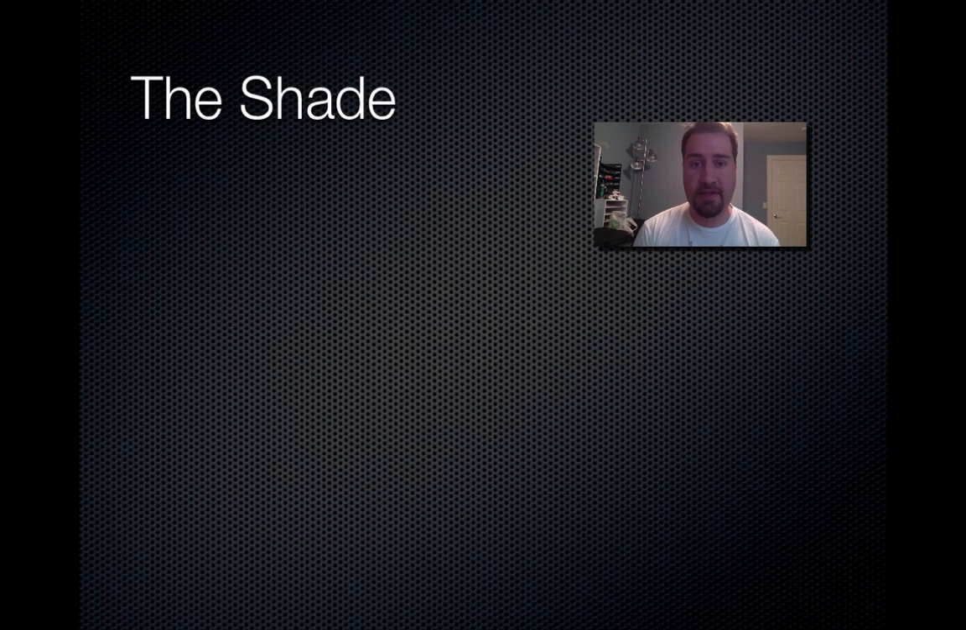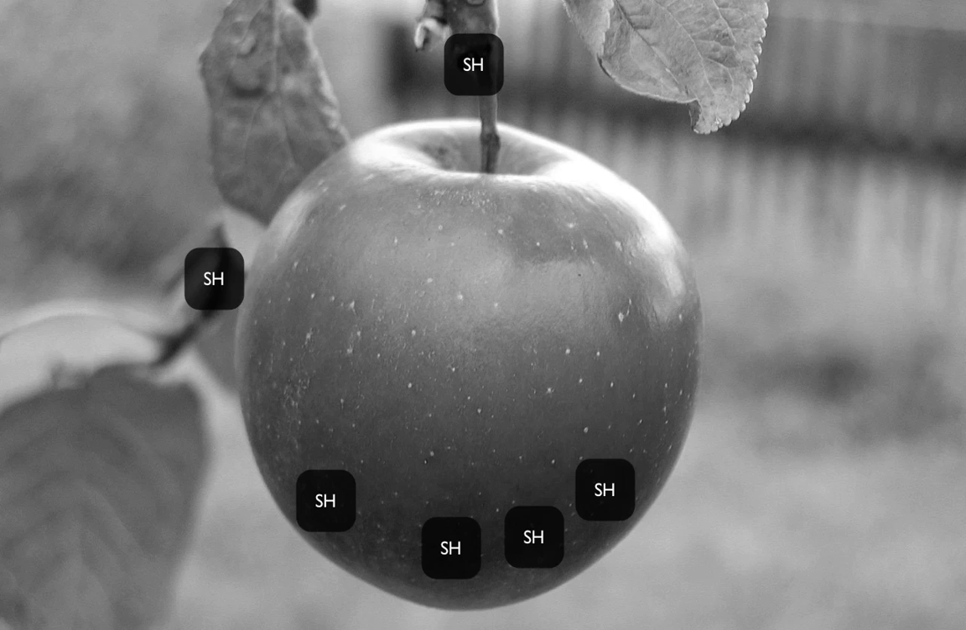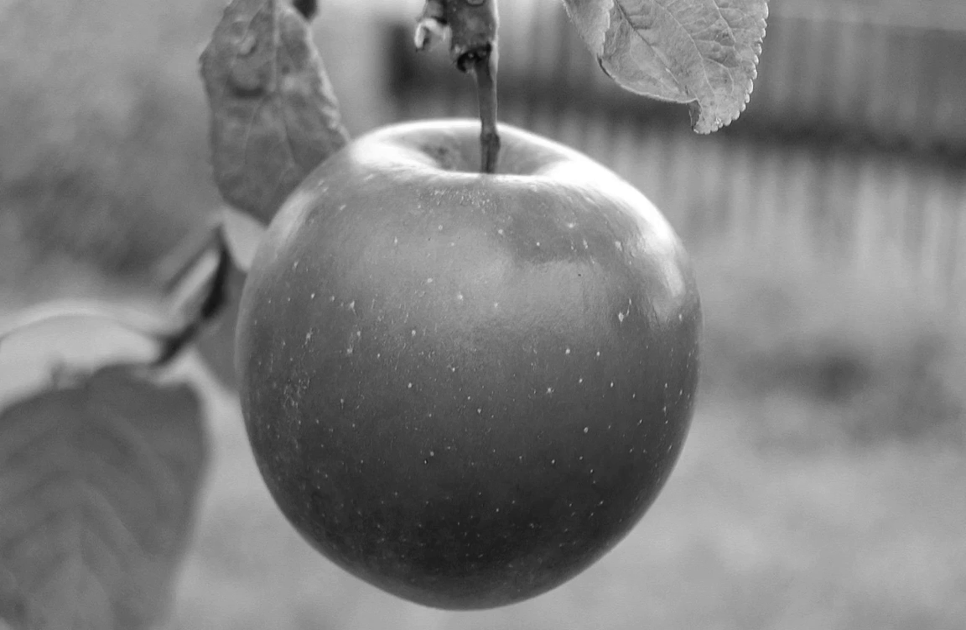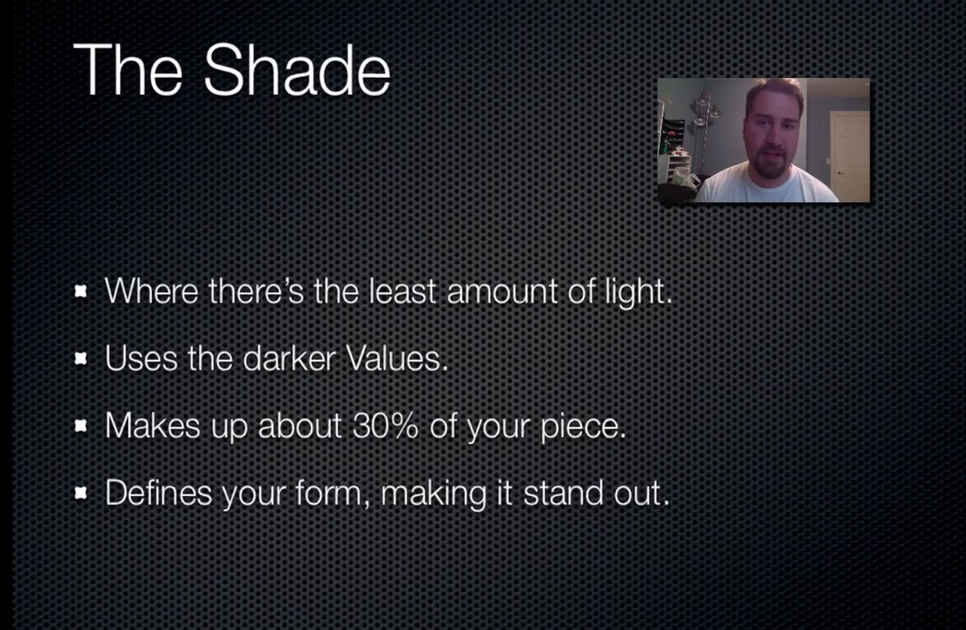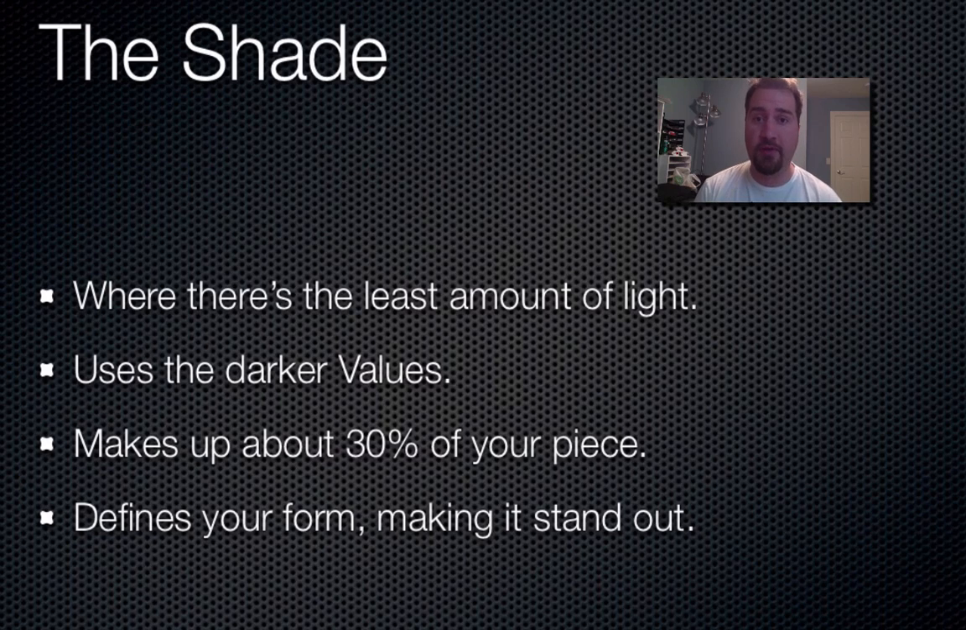Now let's go to the third piece of lighting, that is shade. The shade is where there's the least amount of light. It also uses your darker values. Your shade accounts for 30% of your form or your drawing or your piece. And that would be your darker values, like your darker gray, your black, and so on. The shade also, like the highlight, defines your form and helps things stand out.